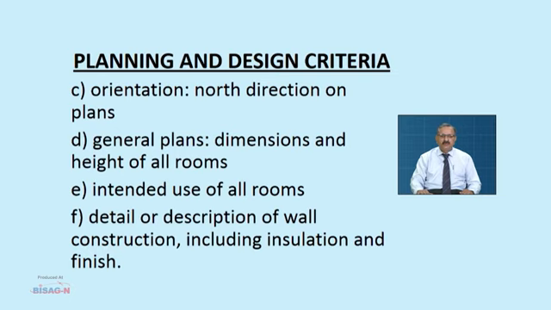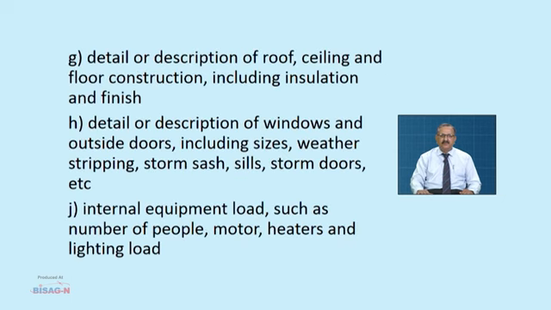F. Detail or description of wall construction, including insulation and finish. G. Detail or description of roof, ceiling and floor construction, including insulation and finish. H. Detail or description of windows and outside doors, including sizes, weather stripping, storm sash, sills, storm doors, etc. I. Internal equipment load, such as number of people, motors, heaters and lighting load.